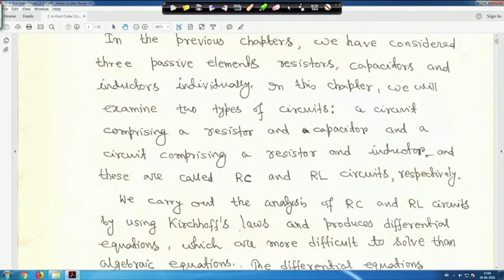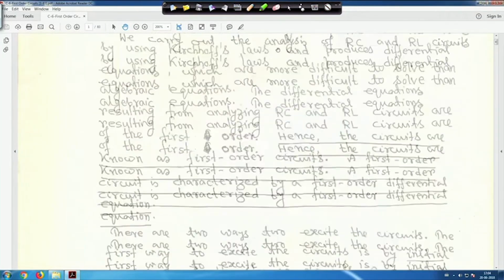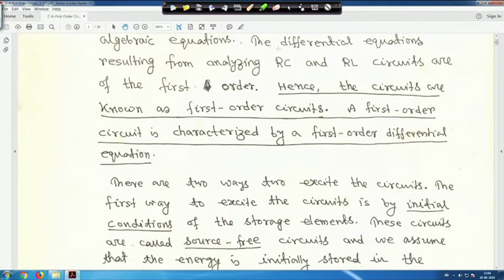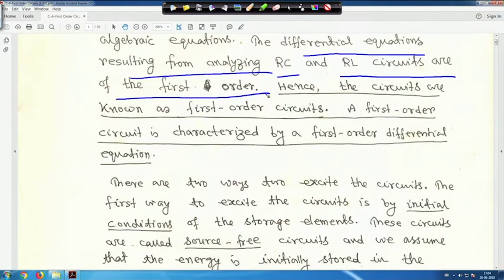The differential equations resulting from analyzing RC and RL circuits are of the first order, right. Hence, the circuits are known as first order circuits. A first order circuit is characterized by a first order differential equation.